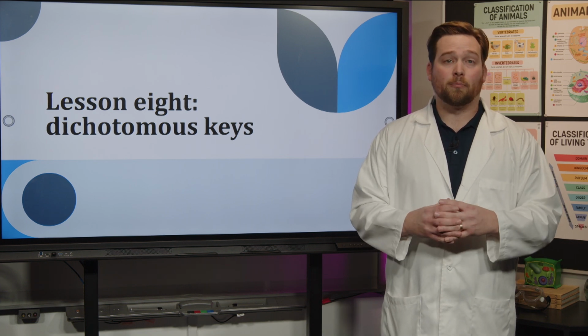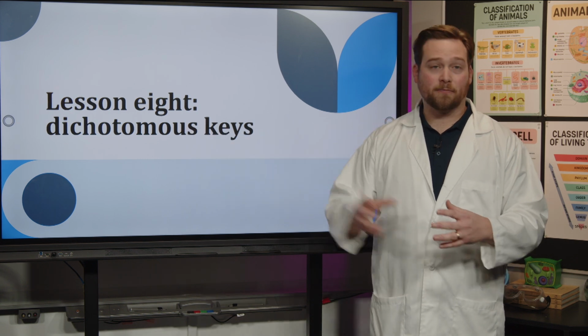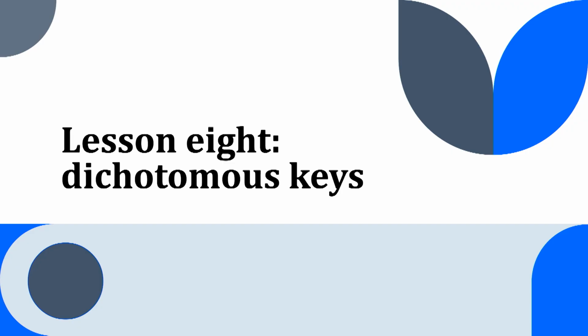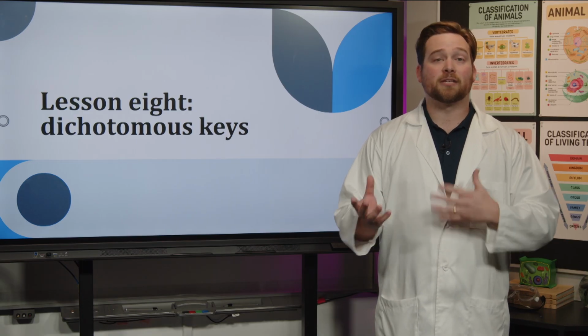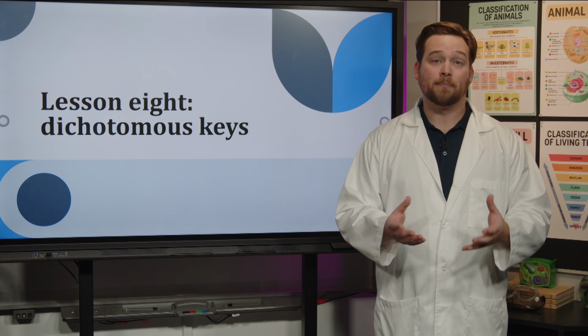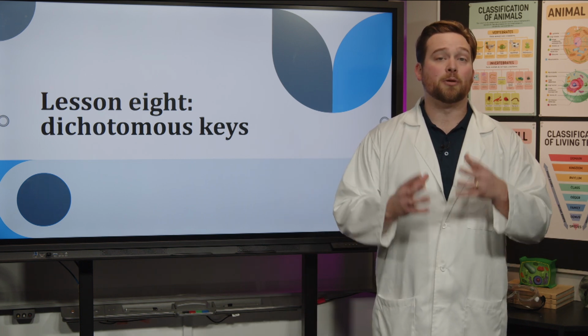One thing that I really want to point out at the beginning here is the name dichotomous. Look at that prefix, di. Di means two, and so usually what's going on here is it's going to give you two options and you just have to pick the one that best fits the organism that you're looking at. Then it'll lead you through a series of steps, and it's going to help you identify it.